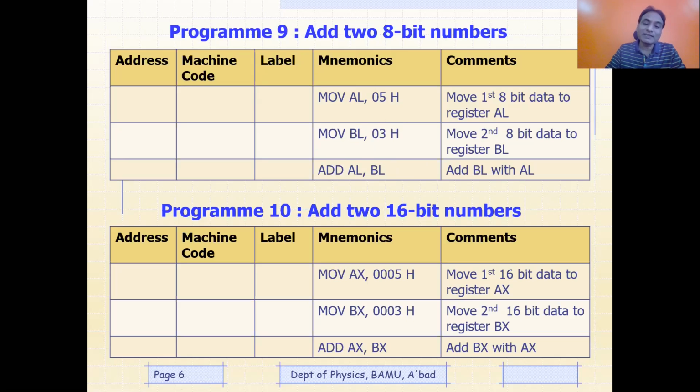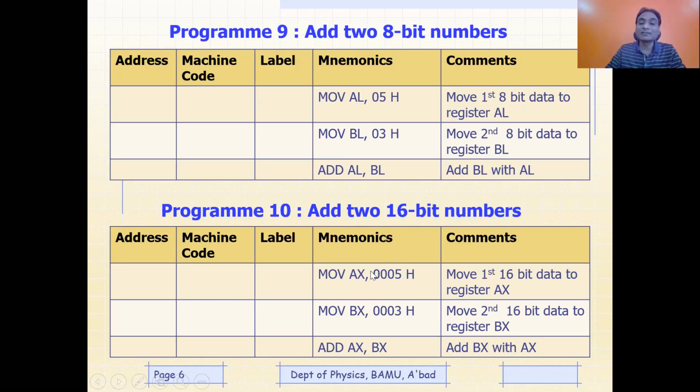Now similarly, if I ask you to write addition of 2 16-bit numbers, then what would be the difference? The difference would be that instead of these 8-bit registers, I would like to have 16-bit registers because my data item is 16-bit now. And then the instructions would be MOV AX, 0005. This is just an example, because I'm repeatedly taking the same data item. It doesn't mean that every time you need to have the same data.